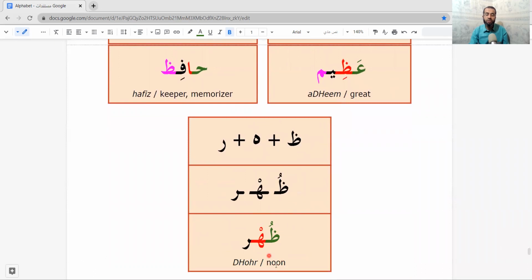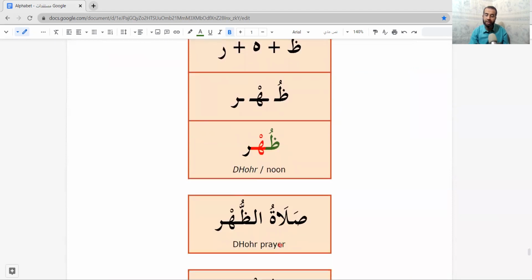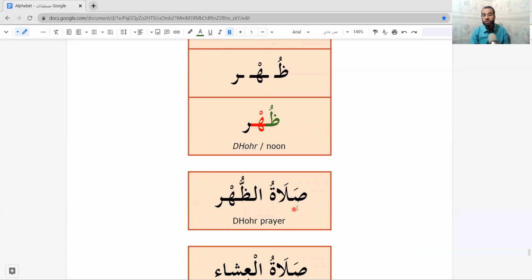This word means noon. Three letters. ظا, ha, ra. ظا has dhamma, then ha has sukun, then ra. So we say ظ, ظهر. ظهر means noon. And there is a prayer at that time, it's called ظهر prayer. صلاة.